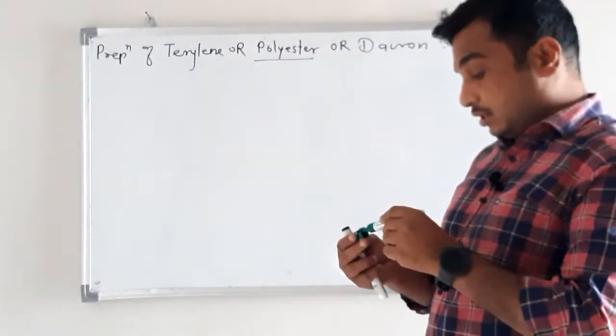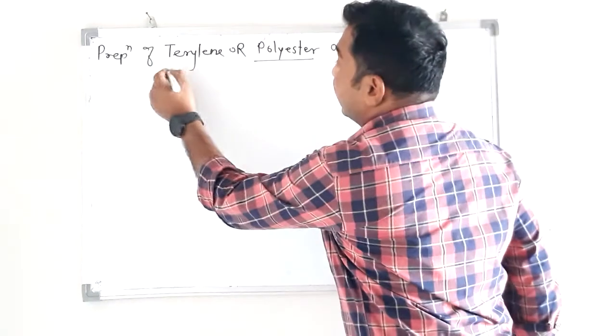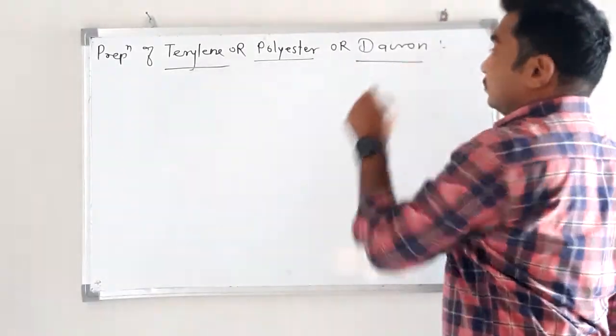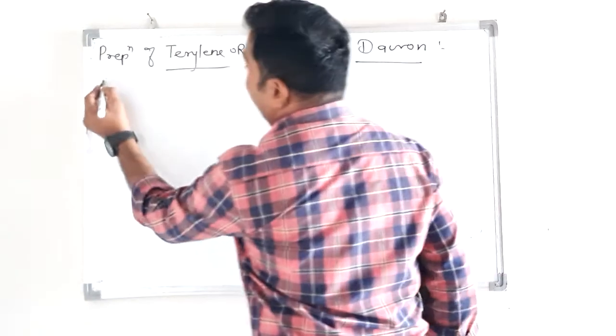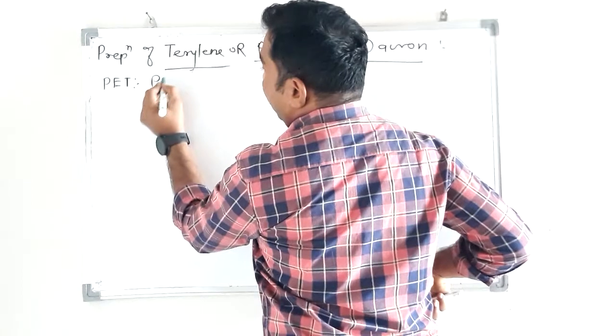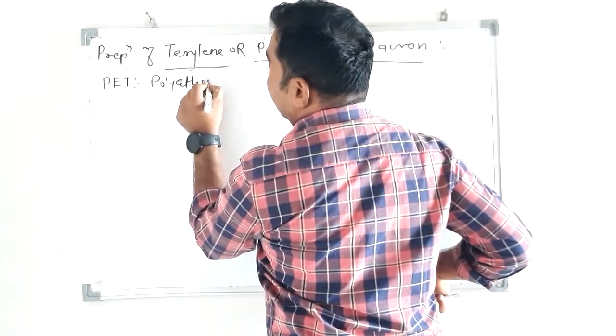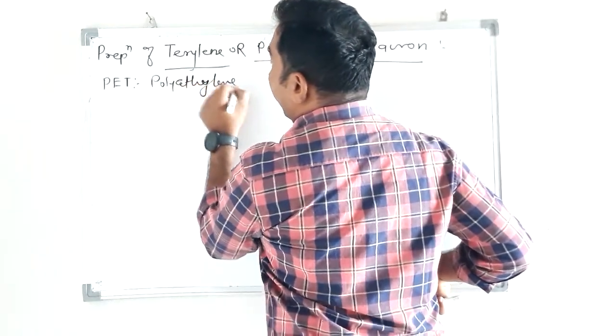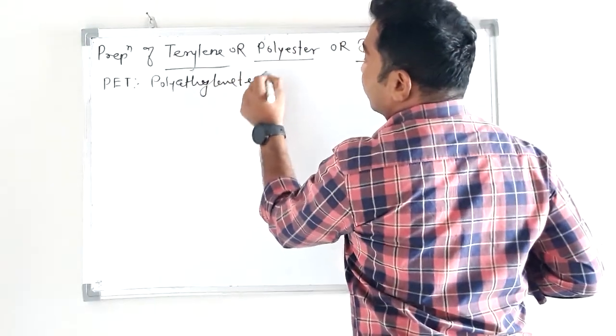So, welcome student. After completing nylon 6, nylon 6 polymer, now I am going to discuss the preparation of the next polymer, that is polyester. Polyester, or we can call it terylene or Dacron, is also known as PET. In short, PET, that is polyethylene terephthalate.